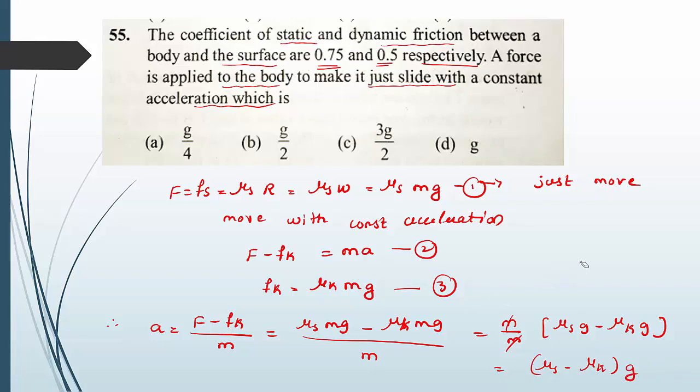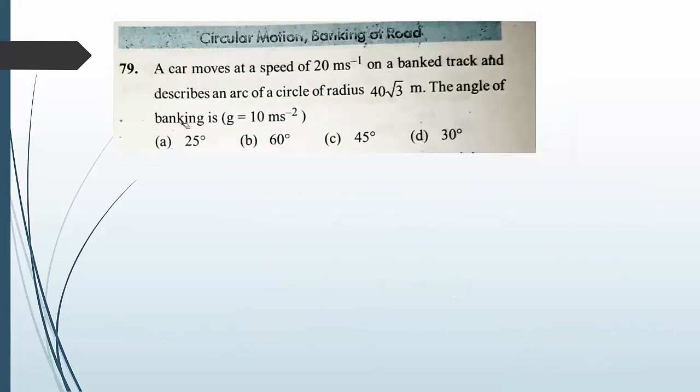Substitute their value. Here I am going to write A equal to 0.75 minus 0.5 into g. Calculate these values, we will get the answer. I am going to write directly the answer, g divided by 4. So g by 4 means option A is the right answer. So these questions are based on friction. Now the last part we go for circular motion and banking of the road.